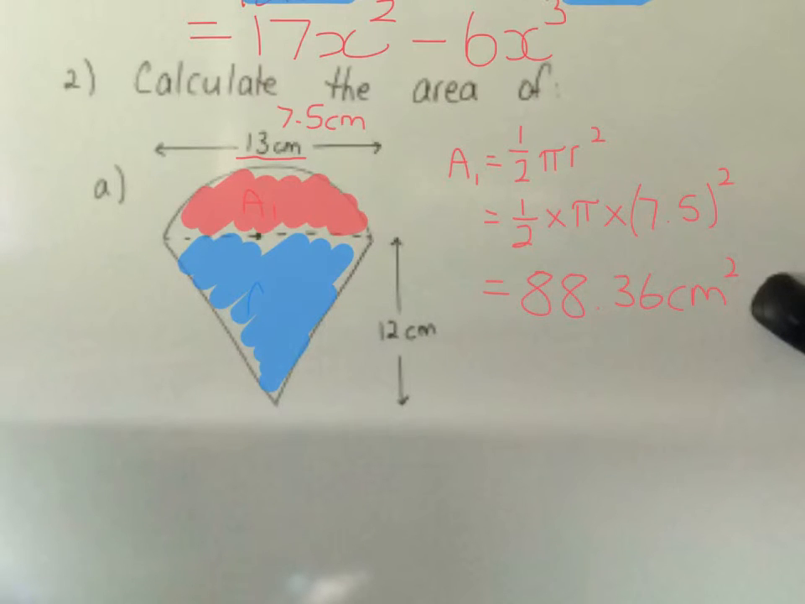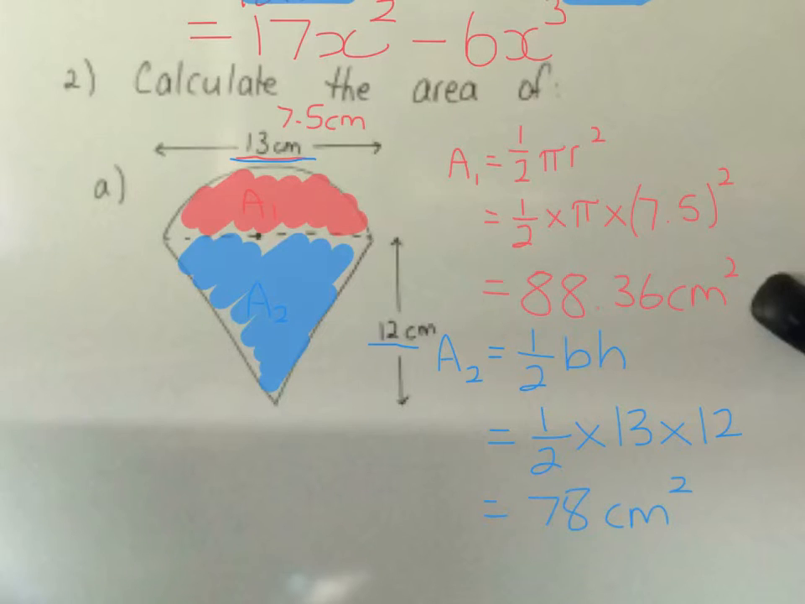Now considering area 2, which is our triangular area, we know that the area of a triangle is given by the formula half times the base length, which we can see is 13, times the height of the triangle, which we can see is 12. There's no manipulation needed of either of our dimensions, and so if we substitute the given information into our formula, we would have a half times 13 times 12 centimetres, giving us a total area for area 2 of 78 square centimetres.